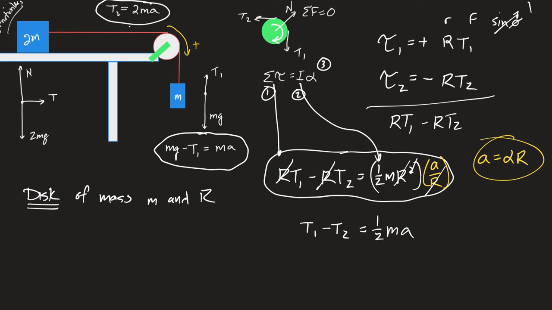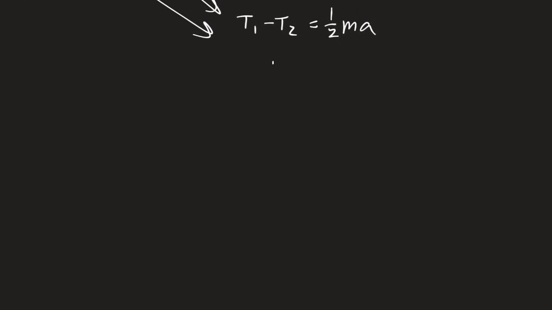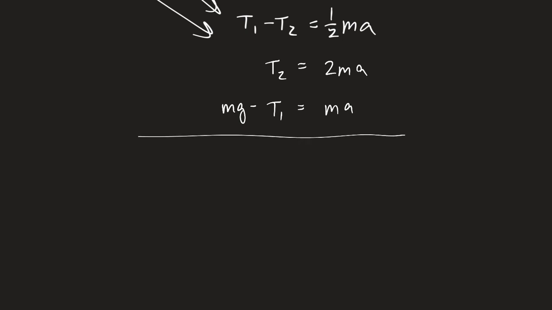So let's grab these things, bring it all together. So I don't forget, I have my T2 equals 2MA, and my mg minus T1 equals MA. Bring them all together. The torque brings the two tensions together for you. Now, you have a choice on how you do this. You can do substitution, solve for T1 and T2 and plug it into the torque equation. You know I'm not going to do that. I'm going to add them up.